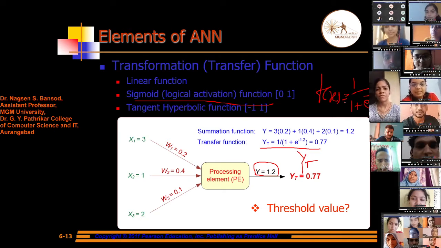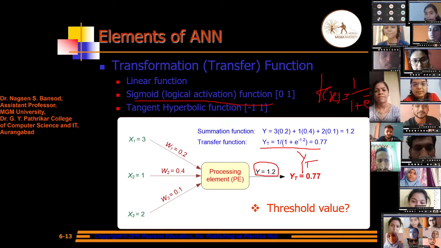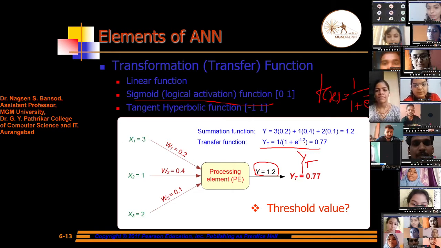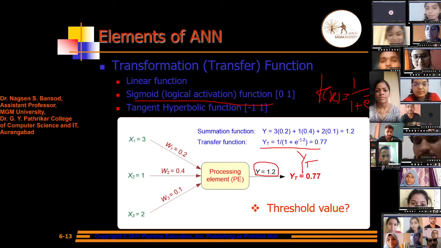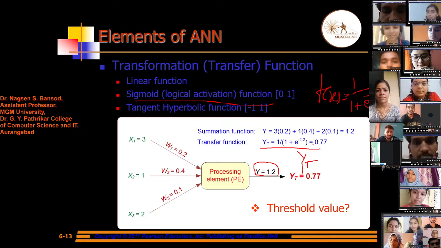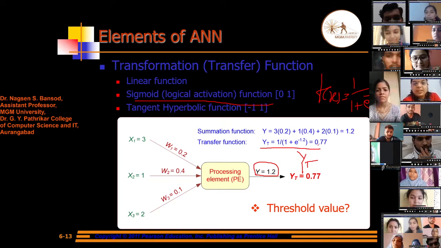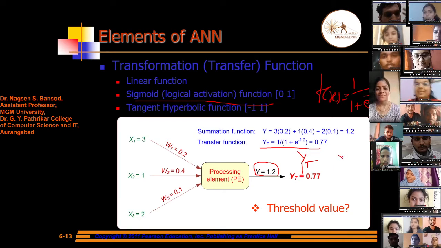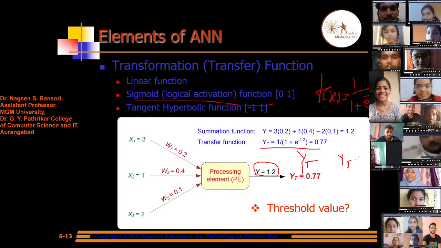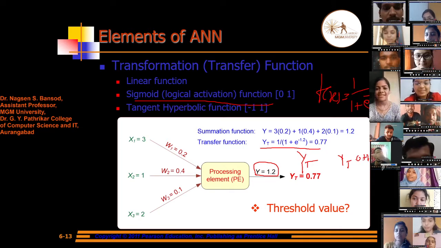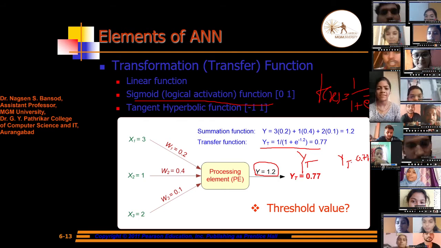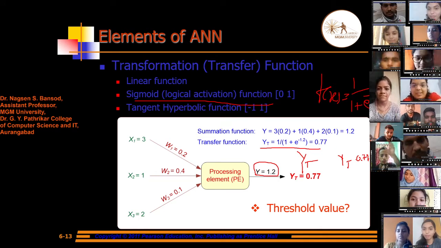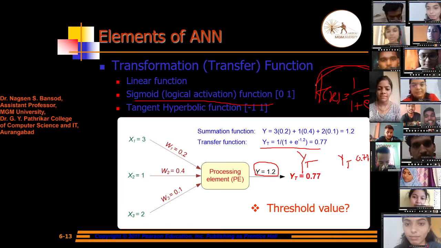In this formula we put the values like this: yt equal to 1 upon 1 plus e raised to minus 1 by 2. This is taken as negative, and the value is equal to 0.77, so our output yt equals 0.77. Like this, the output will be there after applying the sigmoidal activation function. This is the formula for the sigmoidal activation function.